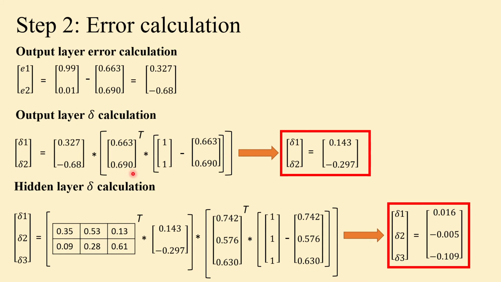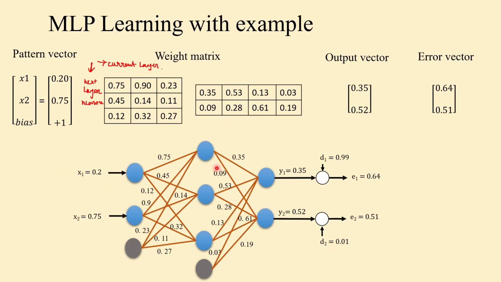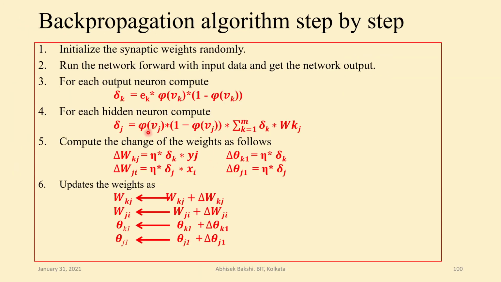And you see this element-wise multiplication. This is nothing but the error. I'm sorry, this is not the error, this is actually the output. Why? Output into 1 minus output, right? Just like what was there. phi of vk into 1 minus phi of vk, and phi of vk means actually yk, right? So yk into 1 minus yk into the error gives the particular delta k, right?